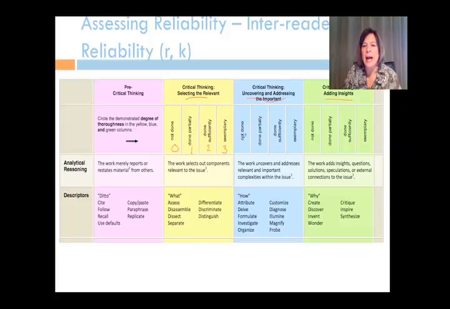We're not going to add up for a total score in critical thinking. We're actually looking at, okay, how well does the student in these categories select the relevant? This is about analytical reasoning. In this category, uncovering and addressing the important, how well does the student do? And in adding insights, how well does the student do? There is no totaling of the numbers across the skills. And so in this case, because these are categorical, I'll check the inter-reader reliability with the kappa.